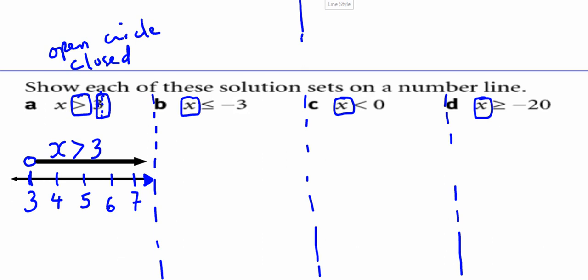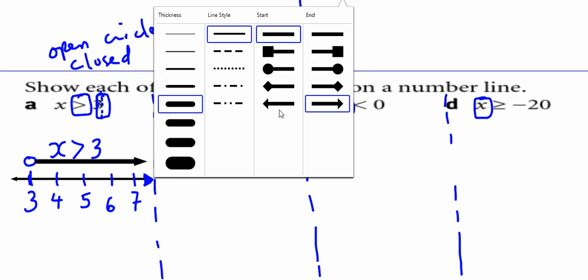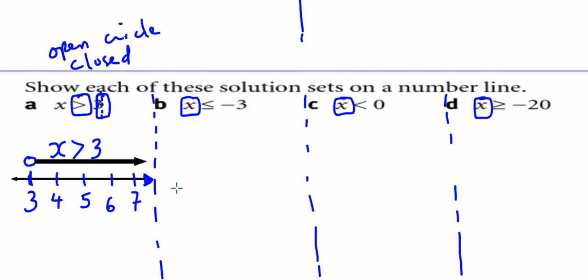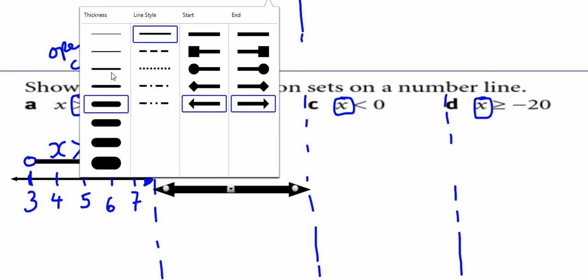How about part B? Part B, what we do, we pull out a number line. Draw a number line over here. That looks massive. Okay, let us make it a little smaller.